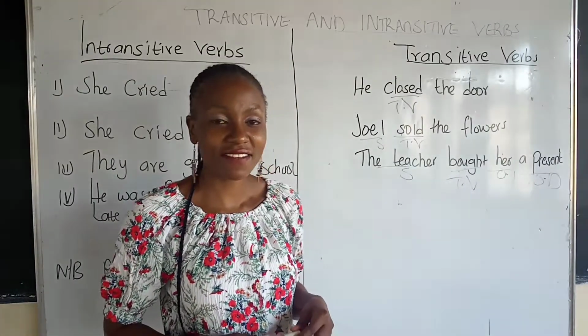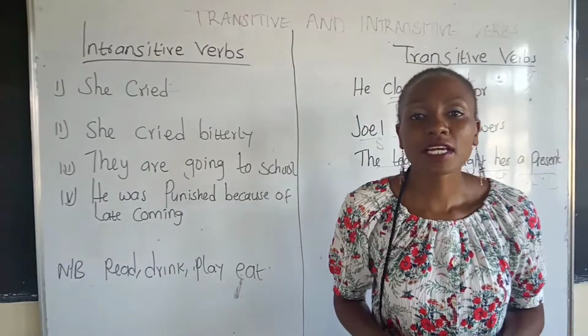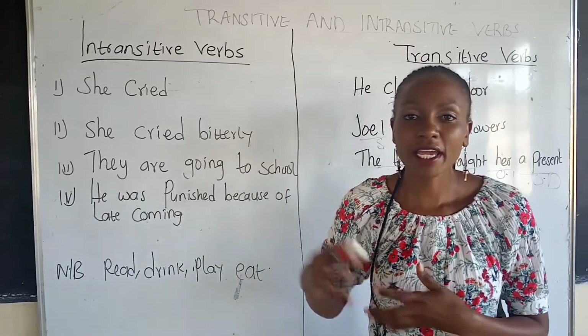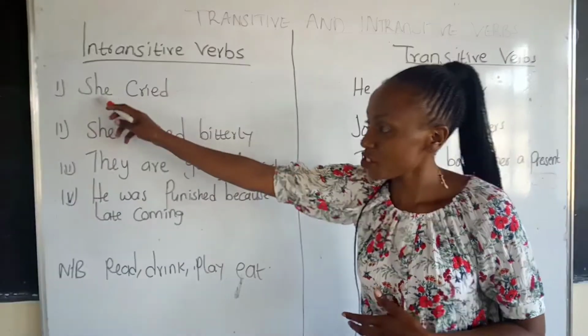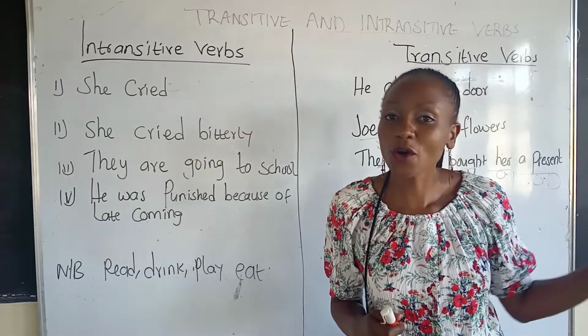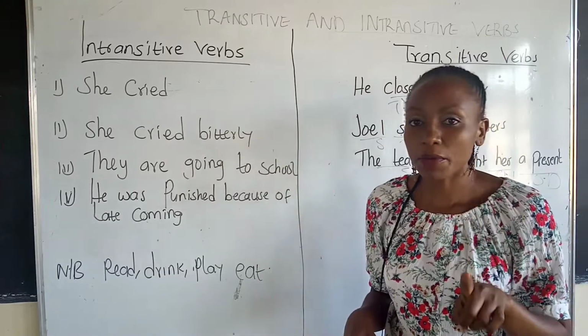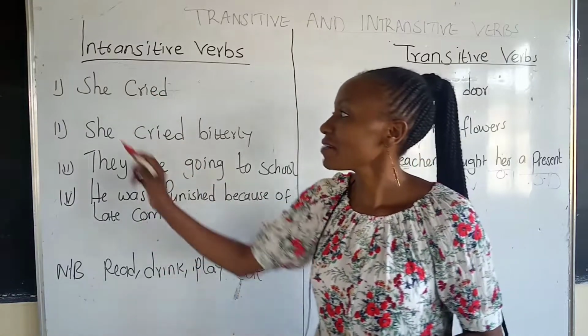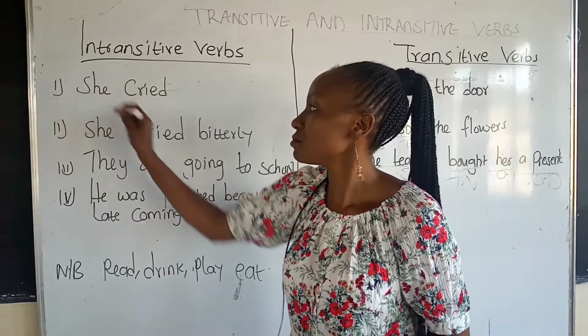The intransitive verbs are verbs that do not have an object, or they are verbs that are not followed by an object. The subject performs the action, but it does not affect anyone or anything. Example, she cried. We have she as the subject.